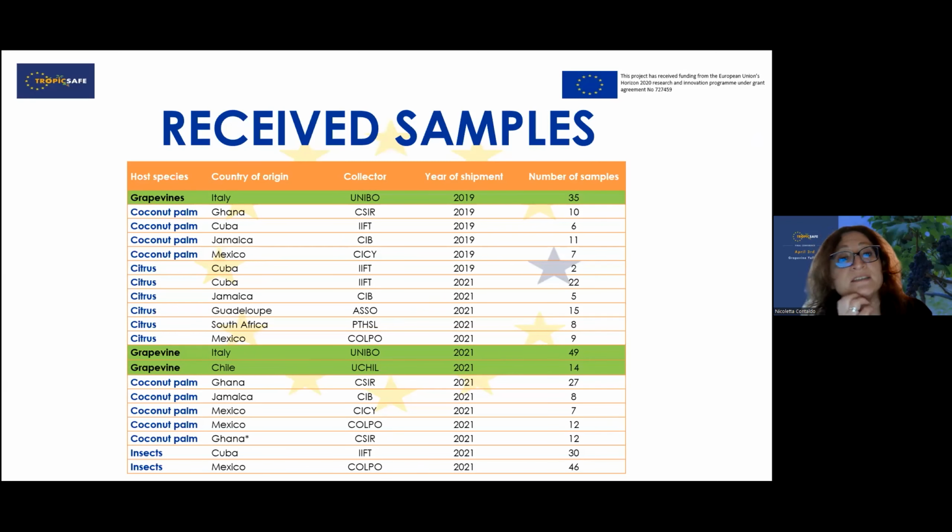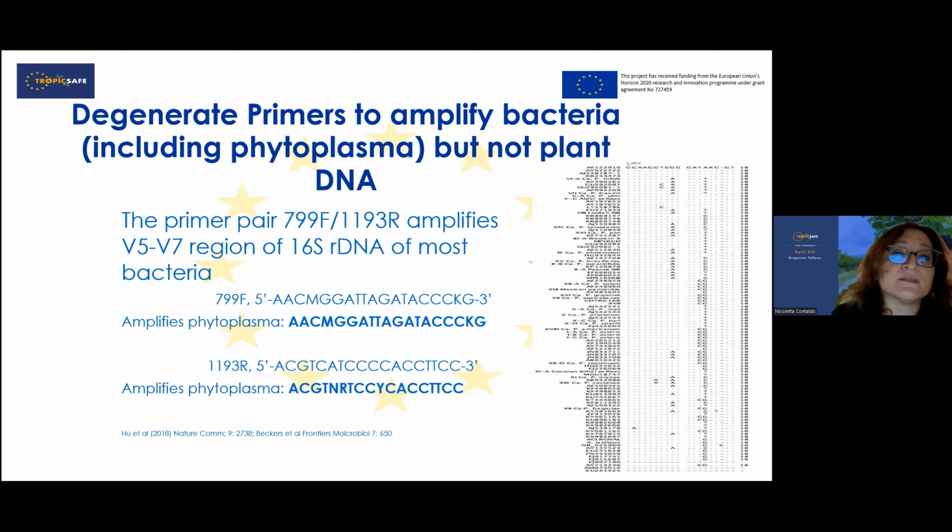We started from the samples: grapevine from Italy from 2019, and grapevine from Italy and Chile from 2021. And Mons, together with the collaborators, designed a specific degenerate primer to amplify all the bacteria, including phytoplasmas, but avoiding the amplification of the plant DNA. These primers actually amplify the V5, V7 region of the 16S ribosomal gene of almost all the bacteria.